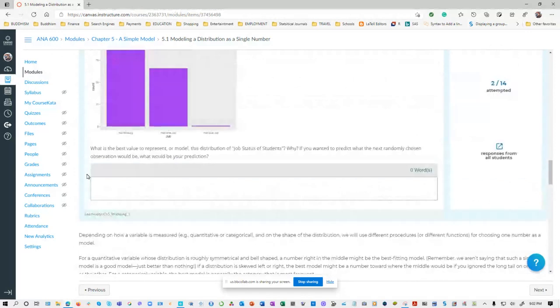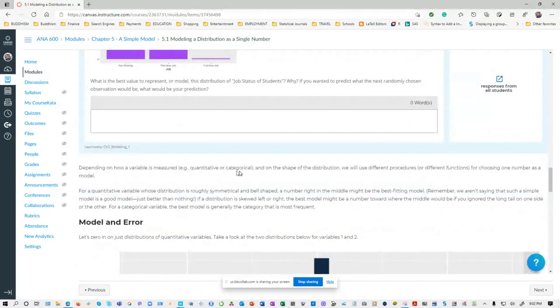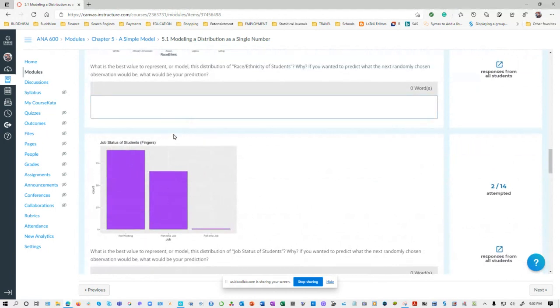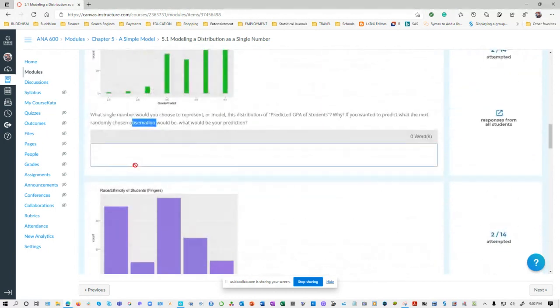In addition to that, you are thinking about a single number. Depending on how the variable is measured, quantitative or categorical, and the shape of the distribution, we will use different procedures or functions to choose one number as a model. As I said, if it is quantitative, you're going to pick the single number mean. If it is categorical, you're going to pick the single number mode. You're going to summarize everything by the mode. You don't have to worry about the shape or anything like that. Shape is important too, because that way you can figure out the best thing to utilize.